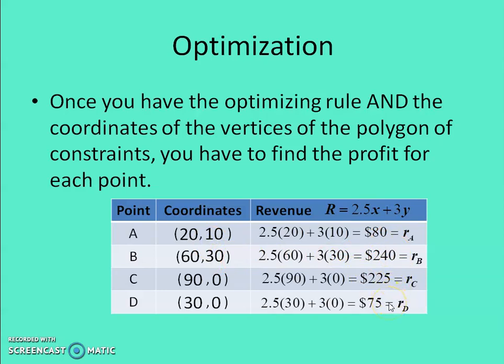And what I'm looking for is the single point that has the greatest revenue, the single point that has the highest revenue. And that is that highest revenue. A question might ask, what's the maximum possible revenue given these constraints or inequalities? And that answer would be $240. A question could also ask, how many of each type of coffee do you need to sell to obtain the maximum? And then your answer would be 60 regular and 30 iced. So it depends on how the question is being asked, but that's how to go about it.